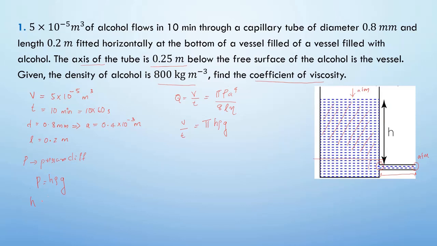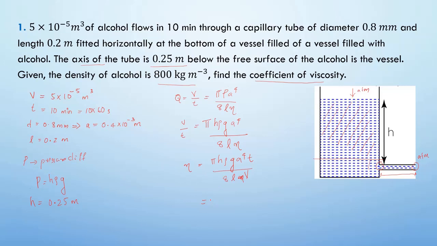So, from the question we have h is 0.25 meter and we know the value of g. So, we can substitute pressure as h rho g, a to the power 4 divided by 8L eta. From this we can solve for eta. Eta is equal to pi h rho g a to the power 4 t divided by 8L V. We can give values for all these.